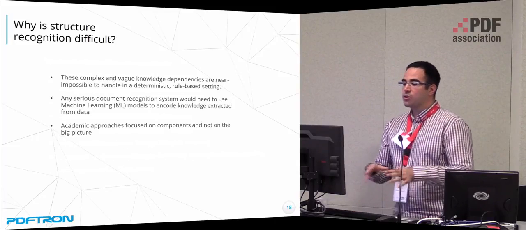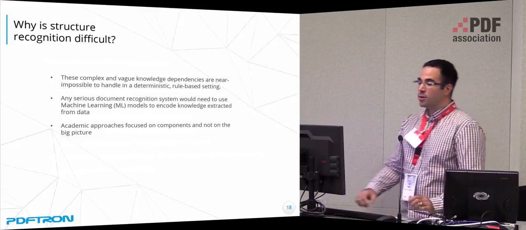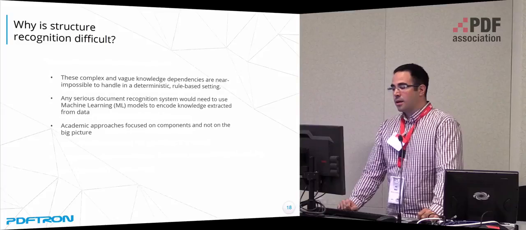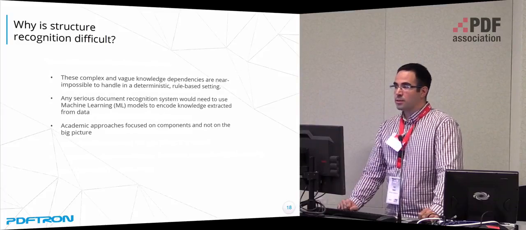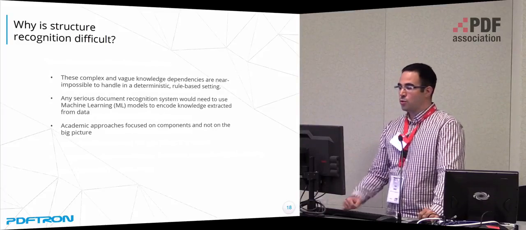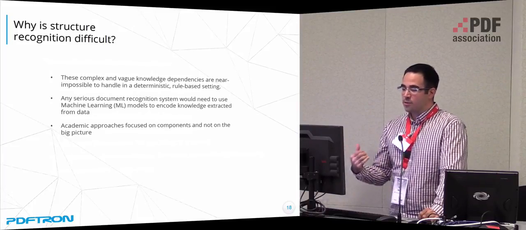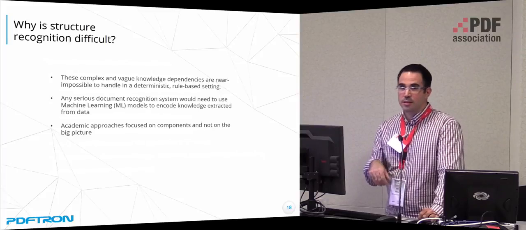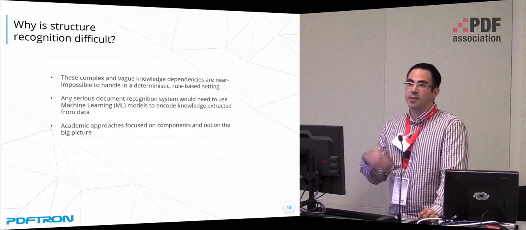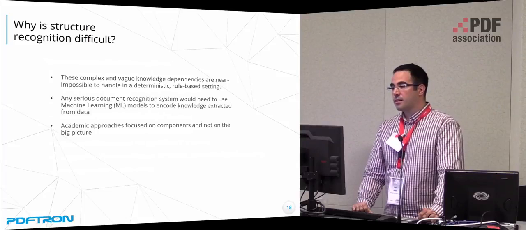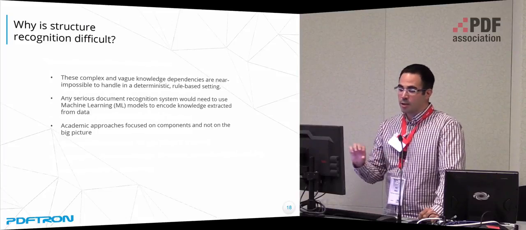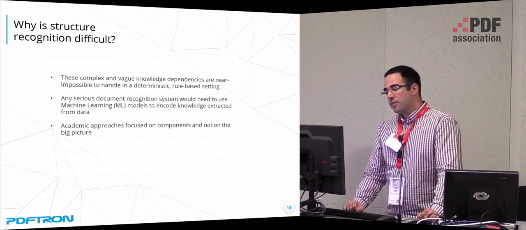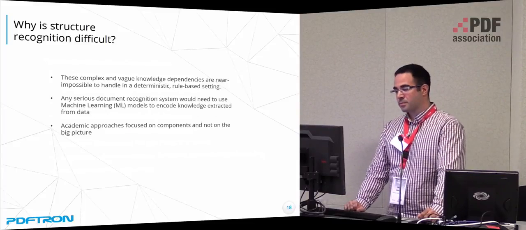The bottom line is that these complex and vague knowledge dependencies are near impossible to handle in a conventional rule-based style of programming. And any serious document recognition system would need to rely on machine learning techniques to encode knowledge extracted from data. Interestingly, most current in the industry solutions are still using these rule-based programming heuristics techniques, and they settle with fairly shallow structure representations, and as a result, they have relatively limited capabilities.